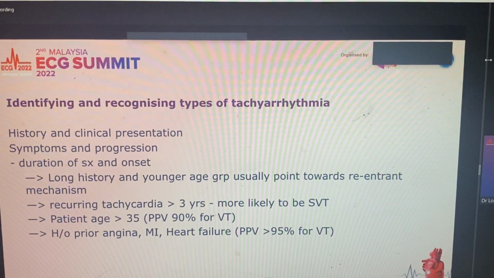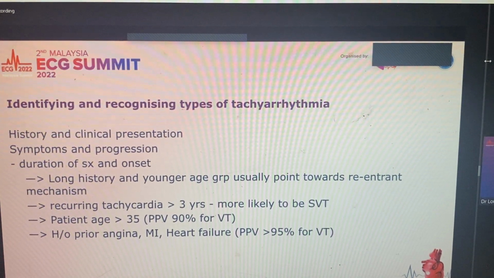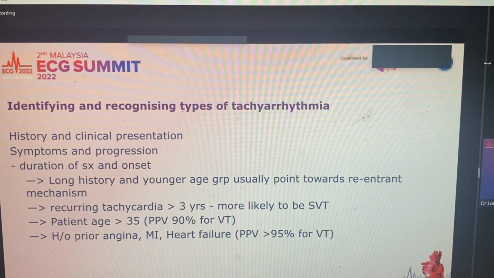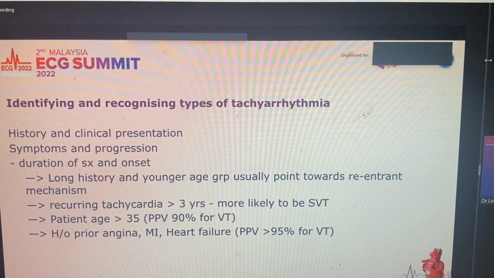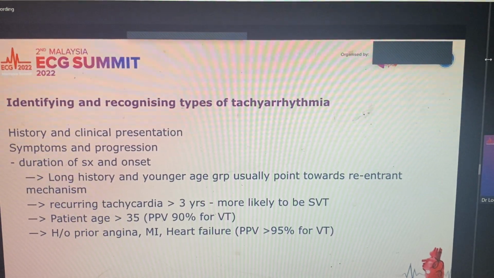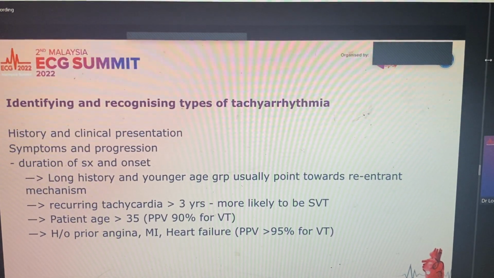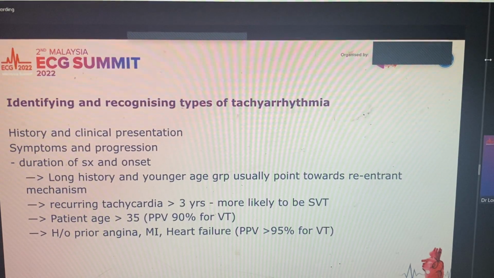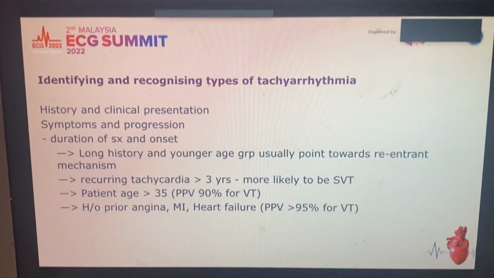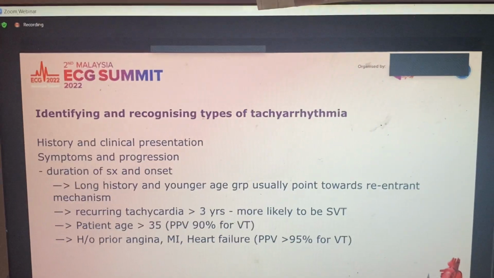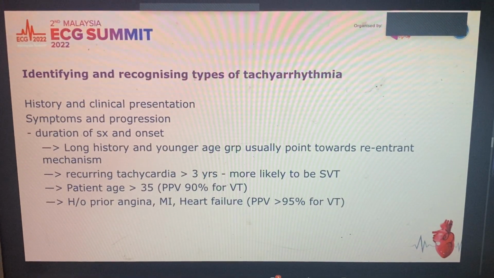If it's a recurring tachycardia for more than 3 years, it is more likely to be an SVT. If patients are of an older age group with a previous history of ischemia and present with a wide complex tachycardia, the positive predictive value for VT is higher than for SVT. So these are some things you can keep in mind the next time you see an ECG with a tachycardia.